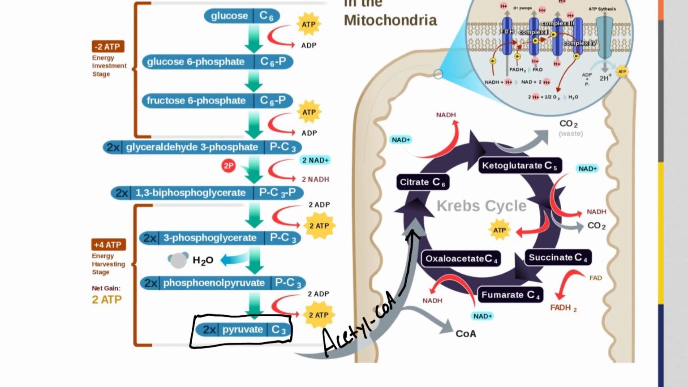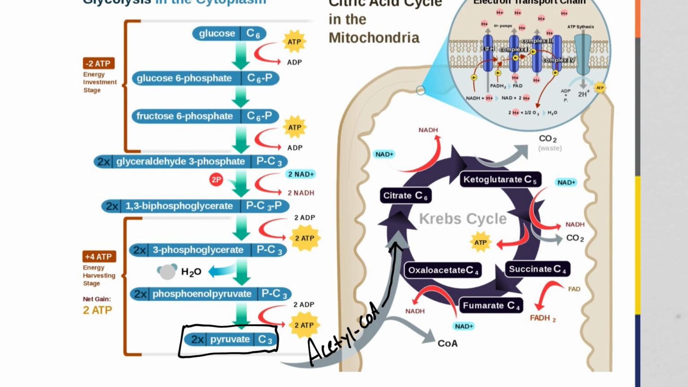And remember, in glycolysis, we got some energy out of it, right? You made a little bit of NADH, we made some ATP directly, but these pyruvates still have a lot of energy in them left to be extracted, right?